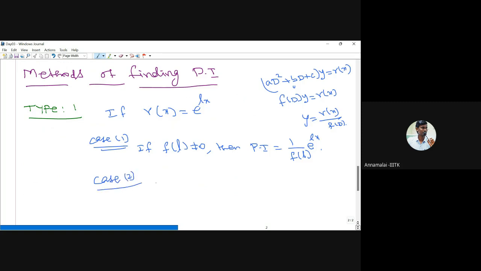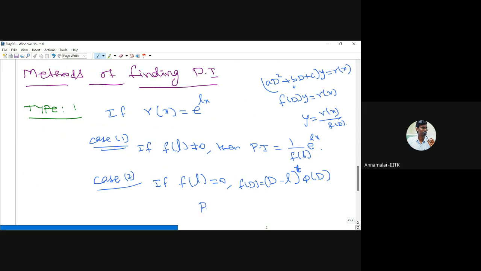Now the second case, suppose f of l is 0. That means l is a root of the function f of d, suppose repeated r times. Therefore d minus l is a factor of f of d, so f of d can be written as d minus l into some phi of d. Suppose l is a root repeated r times, or sometimes t times.